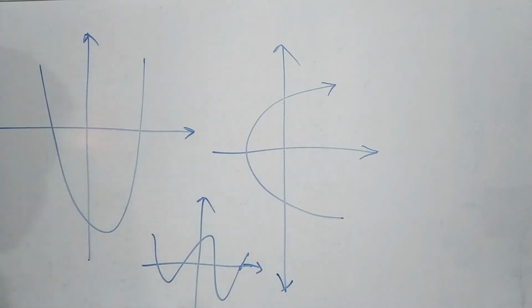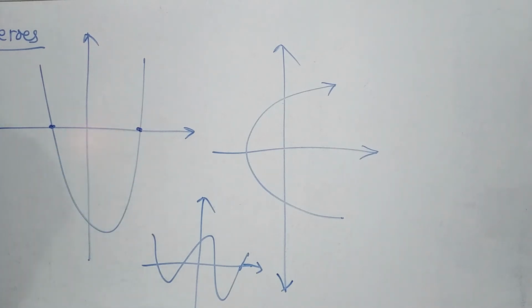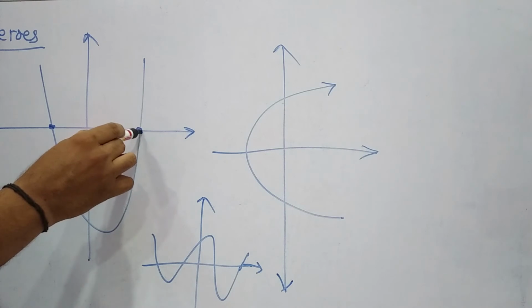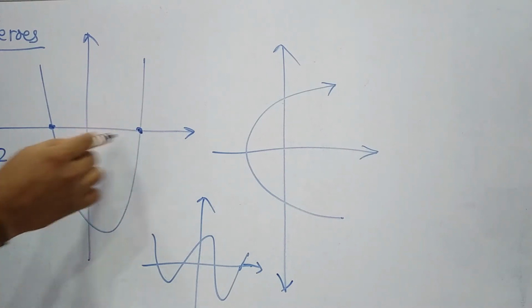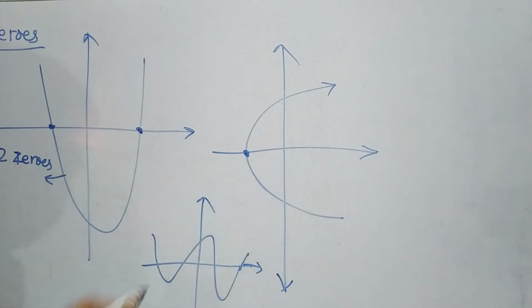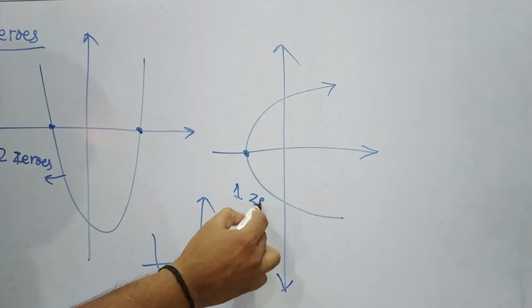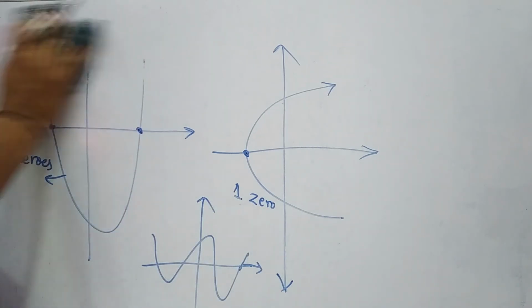Now in the examination a question may be there: write down the number of zeros for the given curve. This question is many times asked in the examination for 1 mark. Now let us see how many times this curve intersects the x-axis. So how many times is it intersecting? It is intersecting 2 times. So 2 zeros are there for this particular curve. What about this? This curve is intersecting the x-axis at one point. So 1 zero.